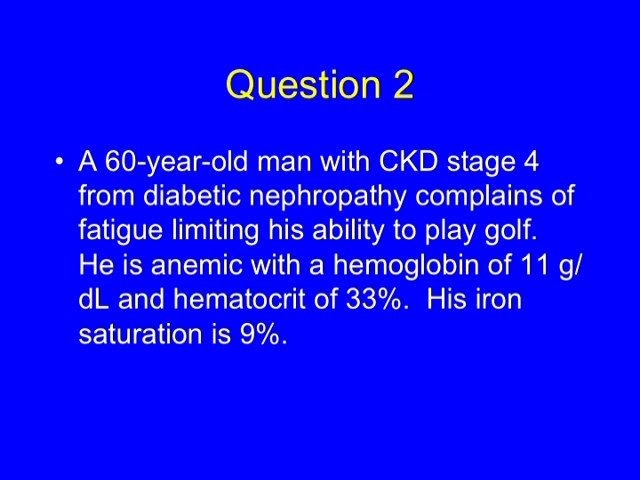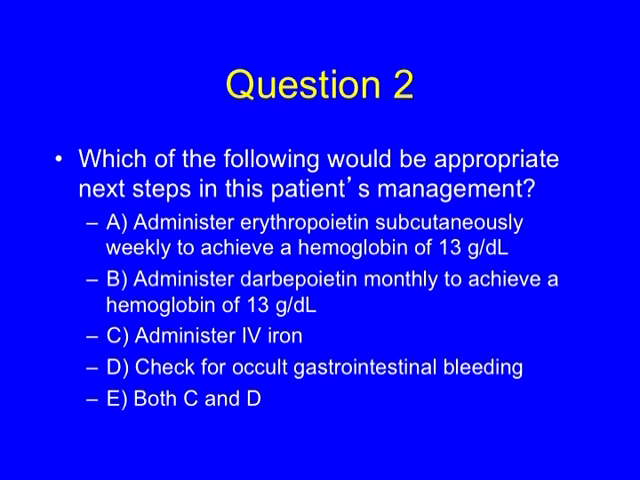The second question: a 60-year-old man with CKD stage 4 from diabetic nephropathy complains of fatigue, limiting his ability to play golf. He's anemic with a hemoglobin of 11 and a hematocrit of 33%. His iron saturation is 9%. Which of the following would be appropriate next steps in the patient's management? A, give erythropoietin subcutaneously weekly to achieve a hemoglobin of 13. B, give darbepoetin monthly to achieve a hemoglobin of 13. C, give IV iron. D, check for occult GI bleeding. Or E, both C and D.